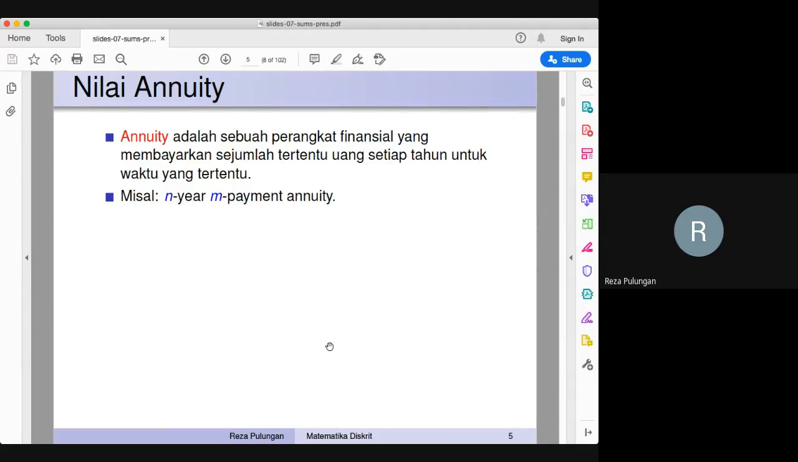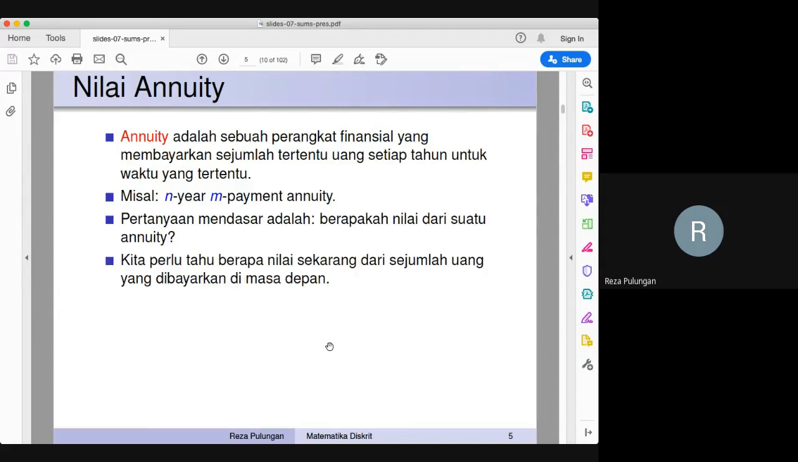This means that the bank will pay you M money for any number of years, and they will give you this fixed amount of money every year. So the question is, what is the value of an annuity? What do we mean by the value of an annuity?